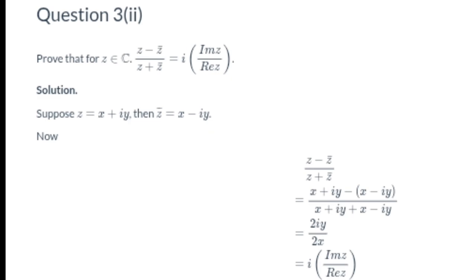Substitute components. We substitute z equals x plus iy and z bar equals x minus iy into the left side. Numerator. z minus z bar simplifies to 2iy. Denominator. z plus z bar simplifies to 2x. Simplify left side. The fraction becomes 2iy over 2x, which reduces to i times y over x. Simplify right side. The right side is i times the ratio of the Im of z, y, to the Re of z, x. Conclusion. Since both sides equal iy over x, the identity is proven.